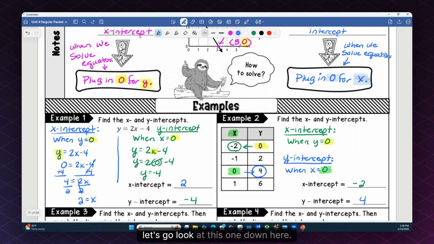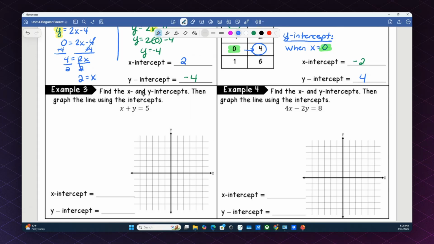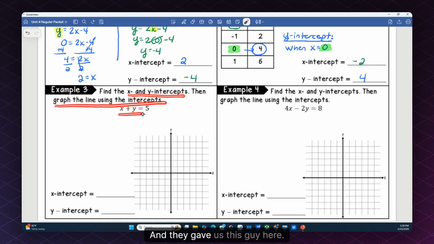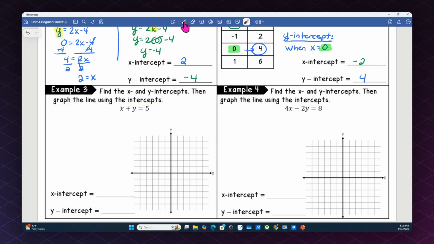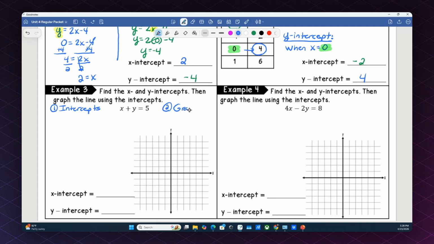Let's go look at this one down here. Now, if I am going too fast, just pause it, because of course I do get on a roll when I am recording. So let's see, let's read this next one. It says we want to find the x and y intercept, and then we're going to graph the line using the intercepts, and they gave us this equation here. All right, so our first part is we're going to find the intercepts, and our second part is we're going to graph. So let's deal with this first part first.